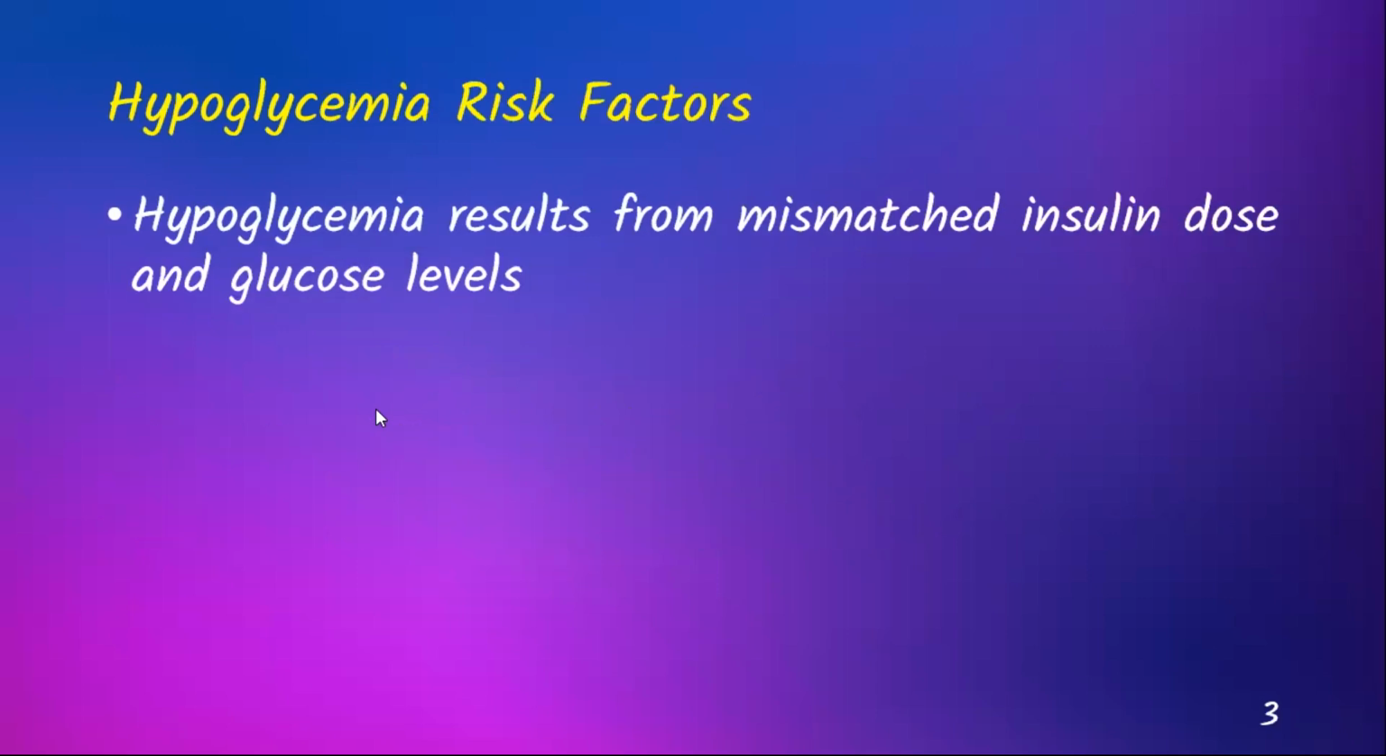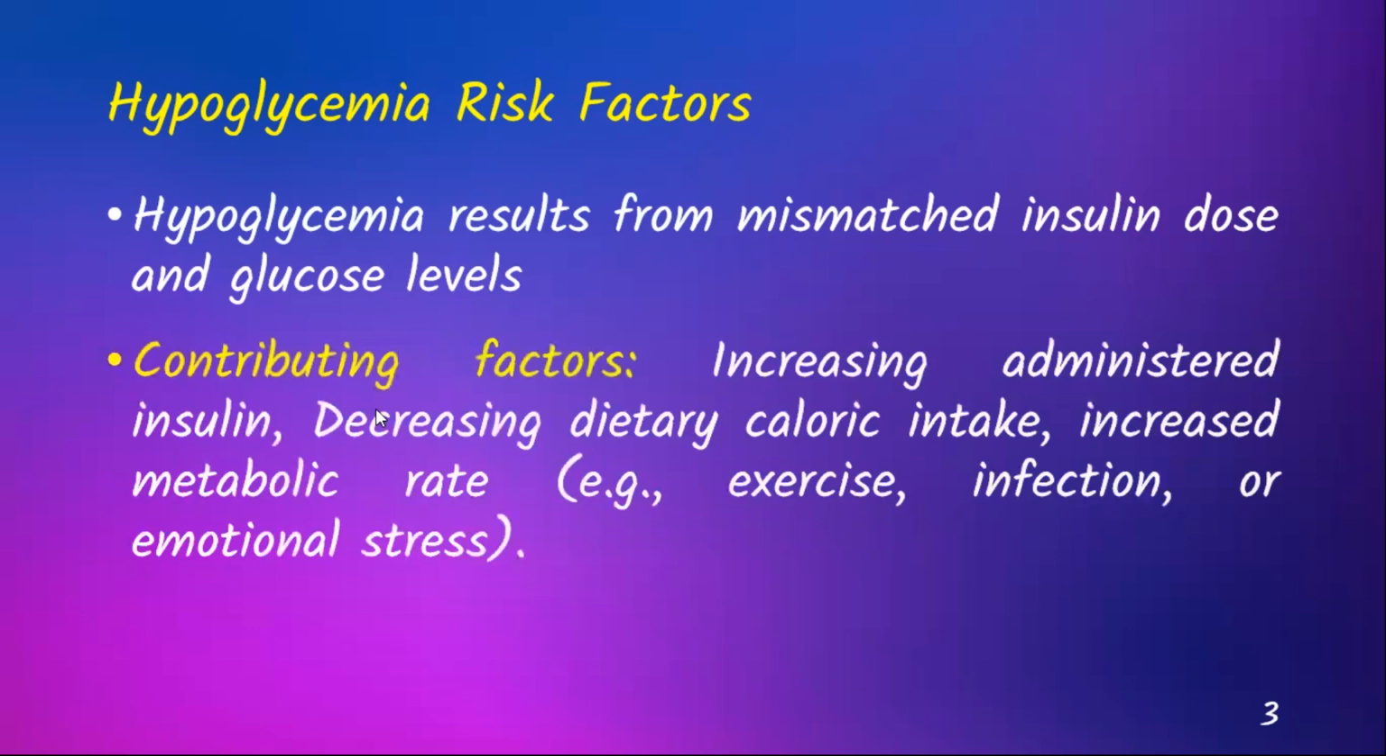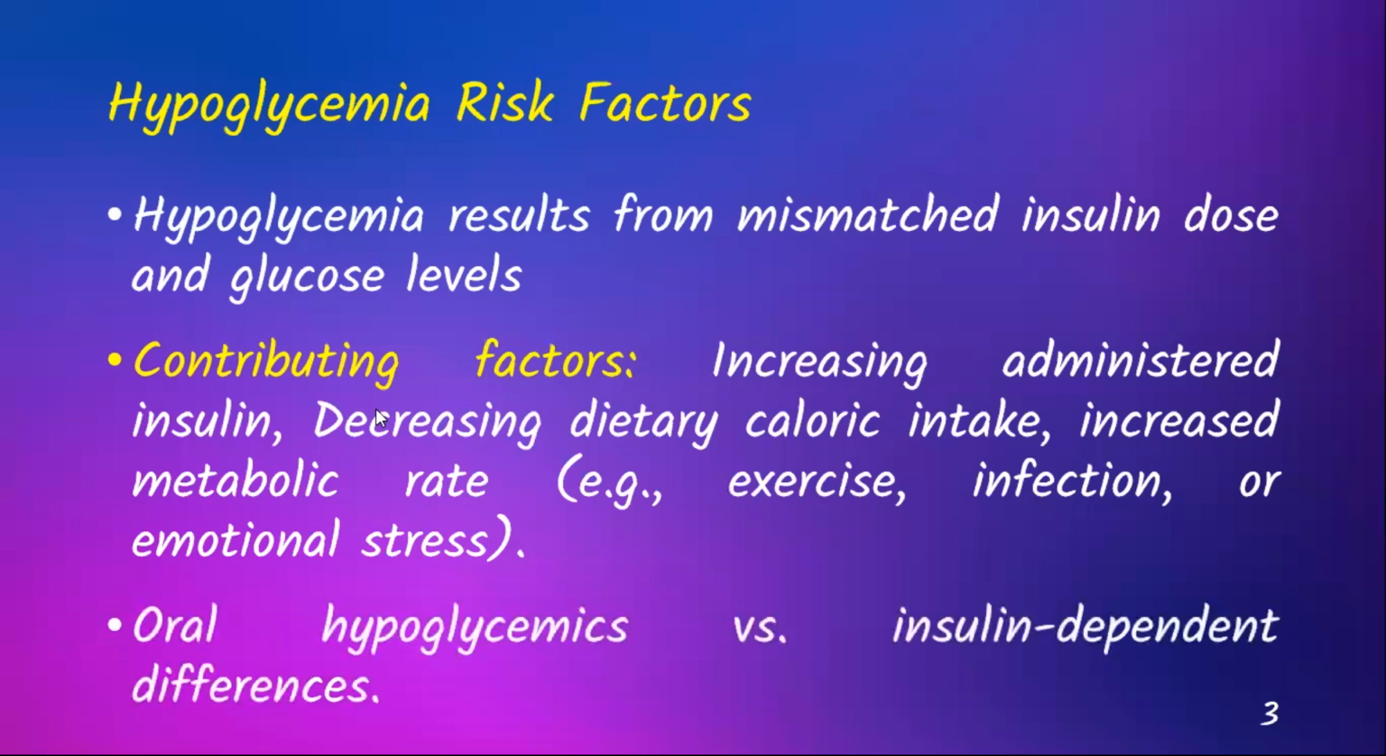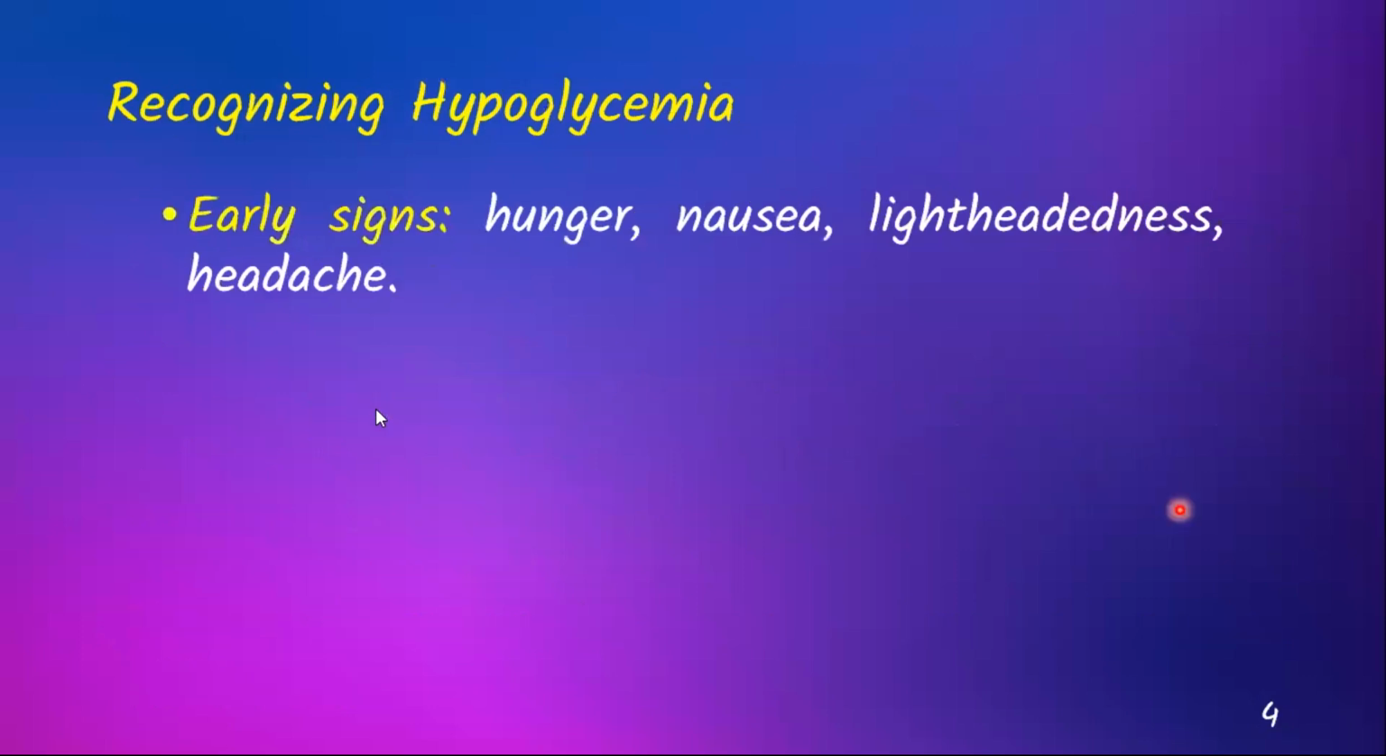Hypoglycemia often occurs due to imbalance of insulin, dietary intake, and glucose use. Key factors lowering serum glucose are increased insulin, decreased caloric intake, and increased metabolic rate, such as anxiety, which can lead to hypoglycemia. Patients on oral hypoglycemics are less likely to experience severe hypoglycemia compared to those on insulin.